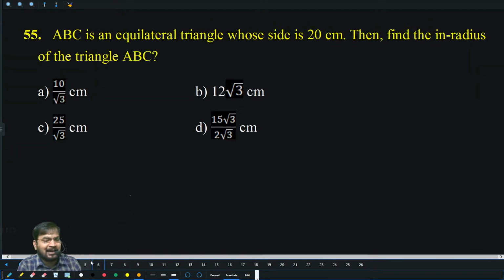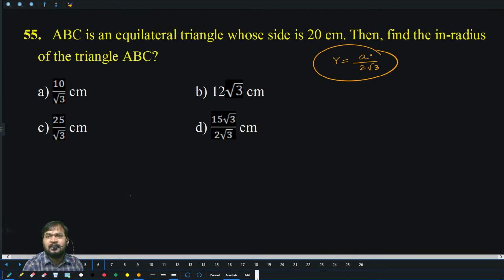ABC is an equilateral triangle whose side is 20 centimeters. Then find the inradius of the triangle ABC. Now what is the inradius of an equilateral triangle? Small r is equal to a by 2 root 3. This is the inradius. Yes or not? So here a is the side. In place of a, if we keep 20, 2 gets cancelled. 10 by root 3. Your answer is 10 by root 3.